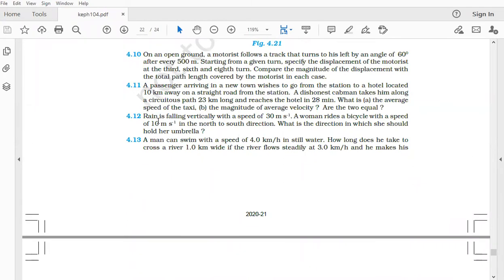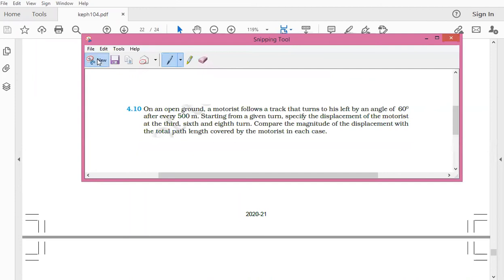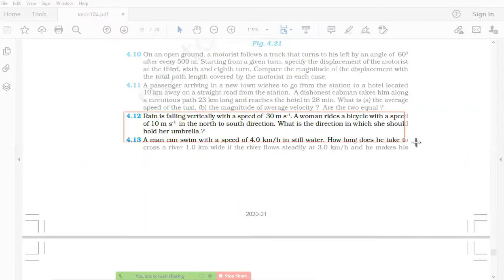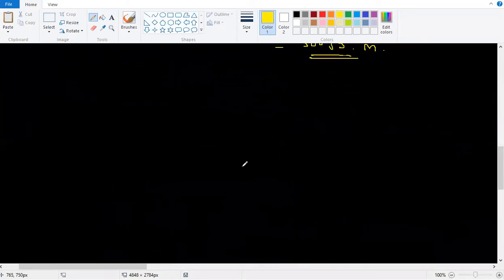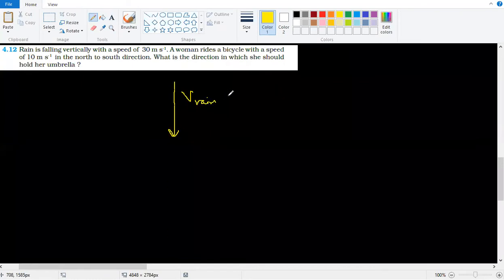Question 4.12, we have discussed this many times. Even in the previous chapter we have discussed this, but since this is a vector thing they are asking you, we can quickly discuss this. I'm sure this is a very easy one for you. Rain is falling vertically with a speed of 30 meters per second. So it means the vertical velocity of the rain is equal to 30.